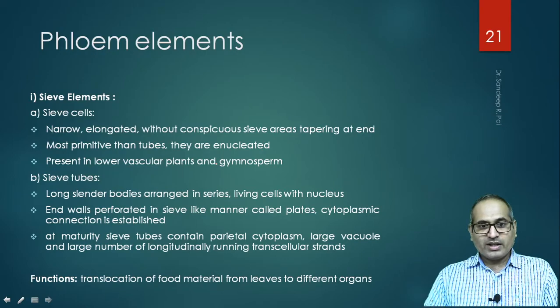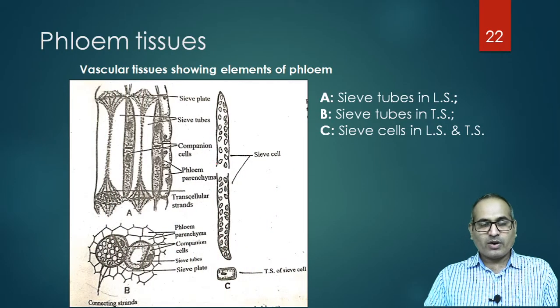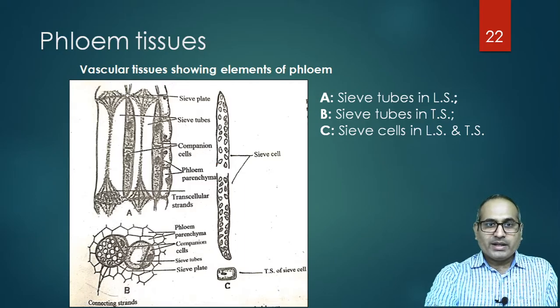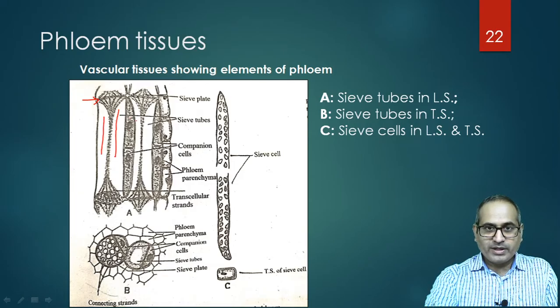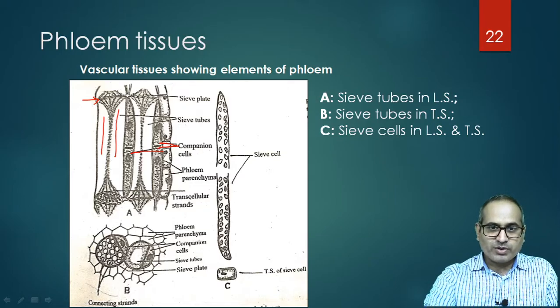The function is translocation of food material from leaves to different organs, which is the primary function of phloem in general. In the figure we see here, these are sieve plates, right? You can see sieve plates over here. These are sieve tubes, the white color what we see, and two sieve tubes are flanked in between by companion cells. The name itself indicates they are companions to sieve tubes. We are going to see the details in the further sections.